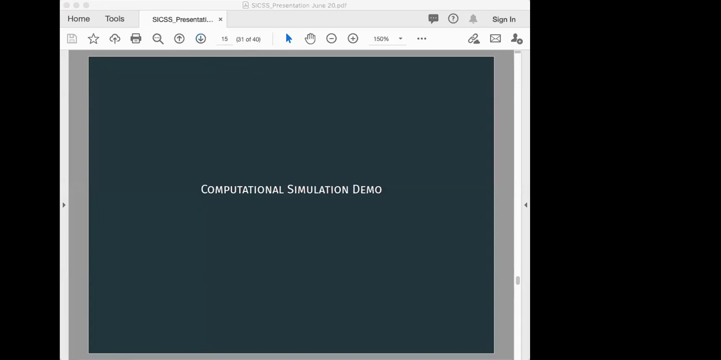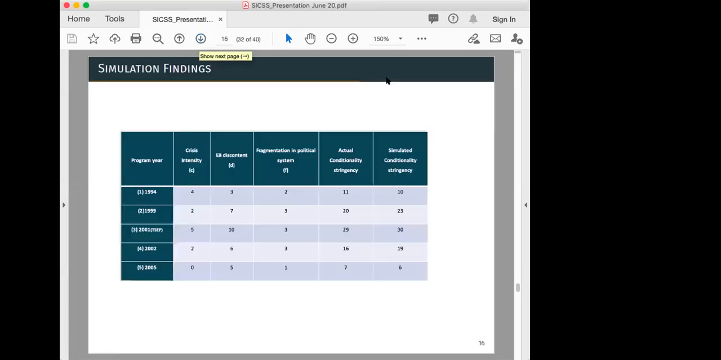I am hoping the demo was at least somehow helpful in understanding how the simulation actually works. Moving on to the simulation findings. Obviously it very much resembles the earlier table I showed to you.